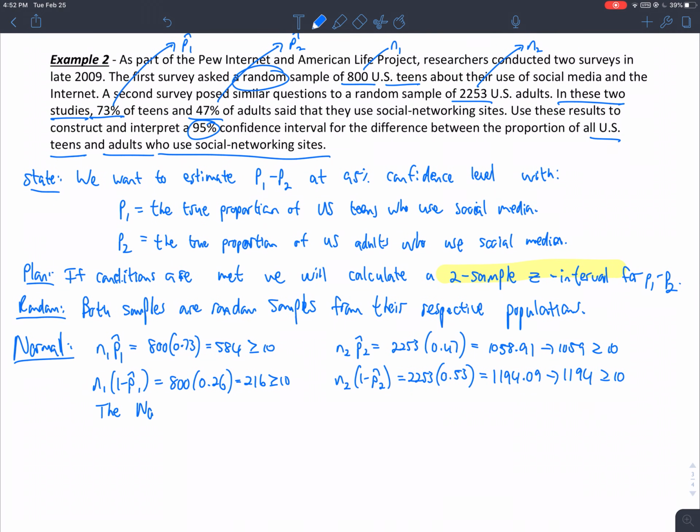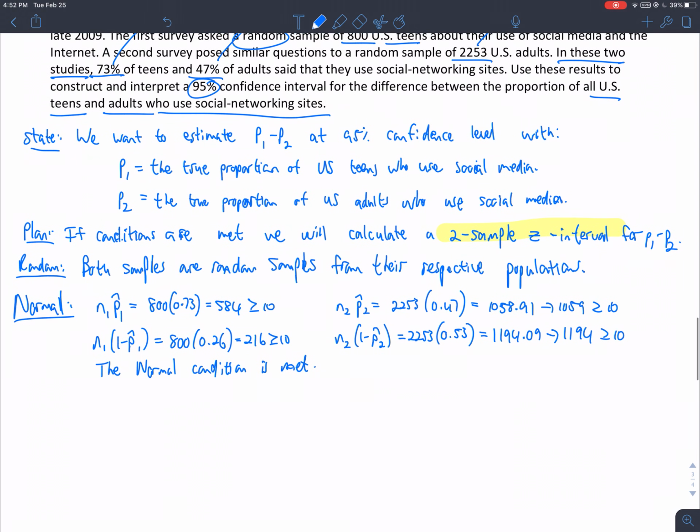The easiest way to write this: the normal condition is met. Okay, don't start talking about the sampling distribution of the difference in sample proportions, that's going to get you messed up. So I think that's the easiest thing to say, in case you start forgetting this stuff later.